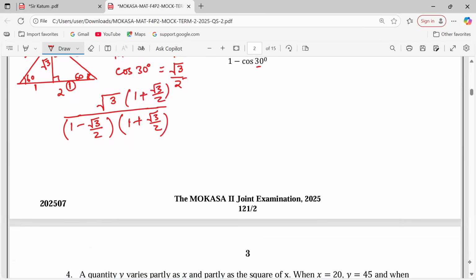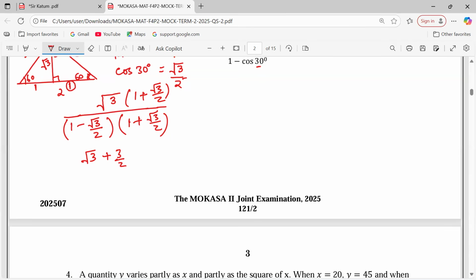So we can open the brackets on the numerator such that we have the root of 3 plus, root 3 is also supposed to multiply root 3 over 2. Root 3 over 2 becomes root 9 over 2, and root 9 is 3 out of 2. So that's what we have on the numerator part.